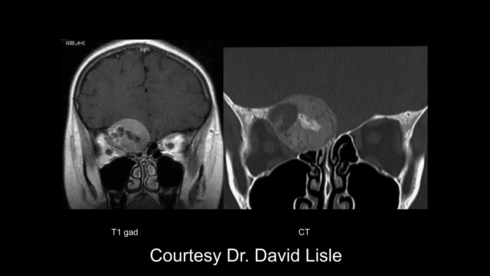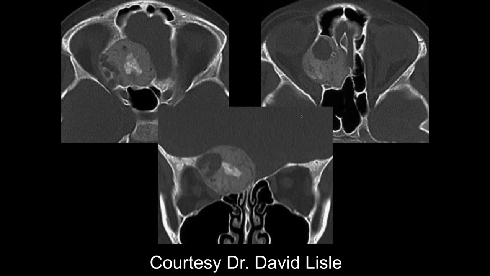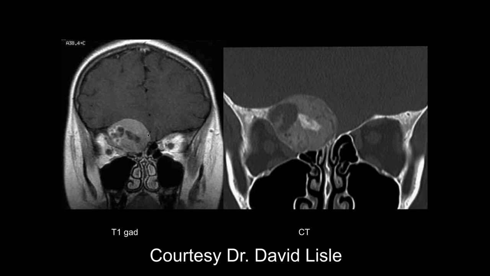Right, so it's sort of right at the cribriform plate or the orbital roof. And there's bony remodeling around the mass. It's a chronic mass because you have a lot of bony remodeling around it. And there's a calcified component. So that central area that we thought was low in signal here actually turns out to be calcification.